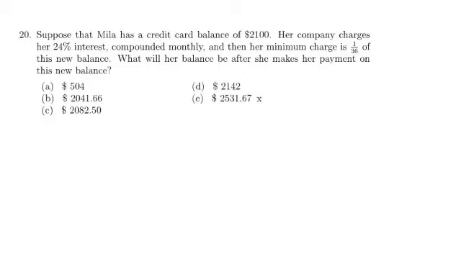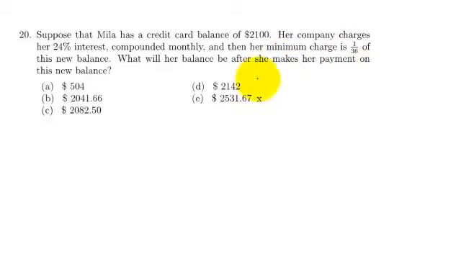So, question 20. I have no idea. Mila? I'm going to say Mila because I have no idea. Alright, she has a credit card balance of $2,100. Her company charges her 24% compounded monthly, then her minimum charge is 1/36 of that new balance. What will her balance be after she makes her payment on this new balance?